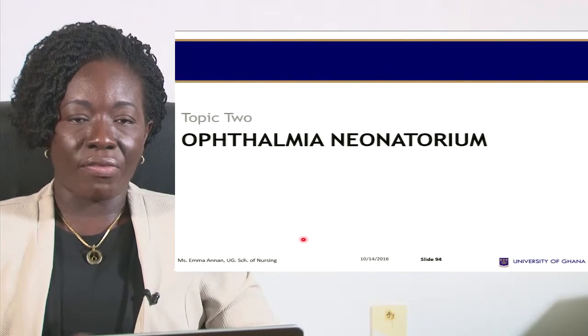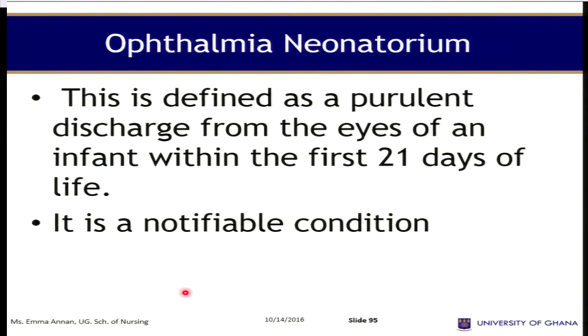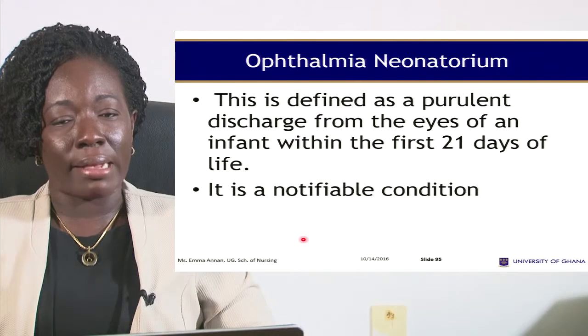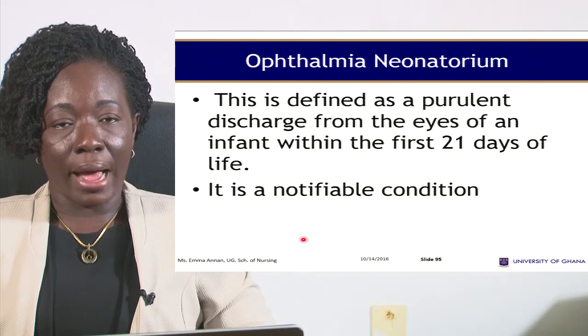We'll move on to Ophthalmia Neonatorum. What is Ophthalmia Neonatorum? It is defined as a purulent discharge from the eyes of the infant within the first 21 days of life. So within the first 21 days of life, if you see any purulent discharge from the eyes, you should report to the hospital as soon as possible.